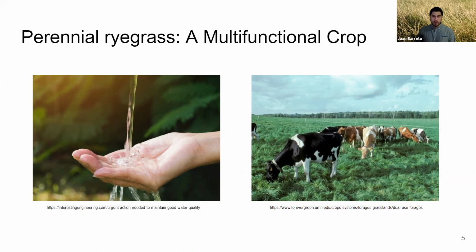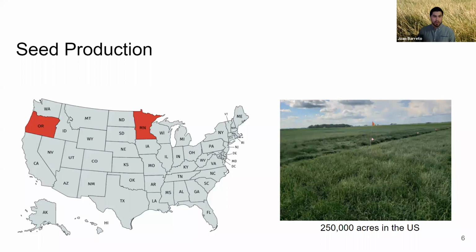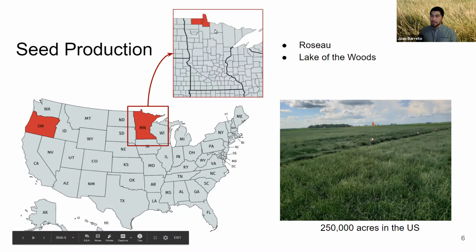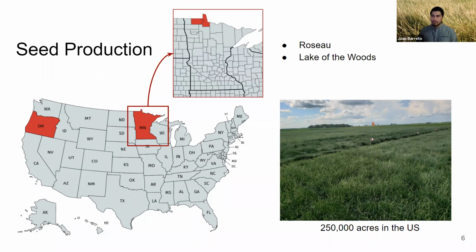Regardless of whether it is used for turf or conservation programs or forage, perennial ryegrass needs to be grown somewhere. The seed needs to be produced somewhere. And this is mainly done in Oregon, in the United States, but Minnesota is also one of the greatest seed producers in the United States, which currently has 250,000 acres. In northern Minnesota, Roseau and Lake of the Woods are the counties where most of the production, over 80% of the production, takes place, and that's because this region has the advantage of the conditions from Lake of the Woods, which grants a cooler and wetter microclimate.